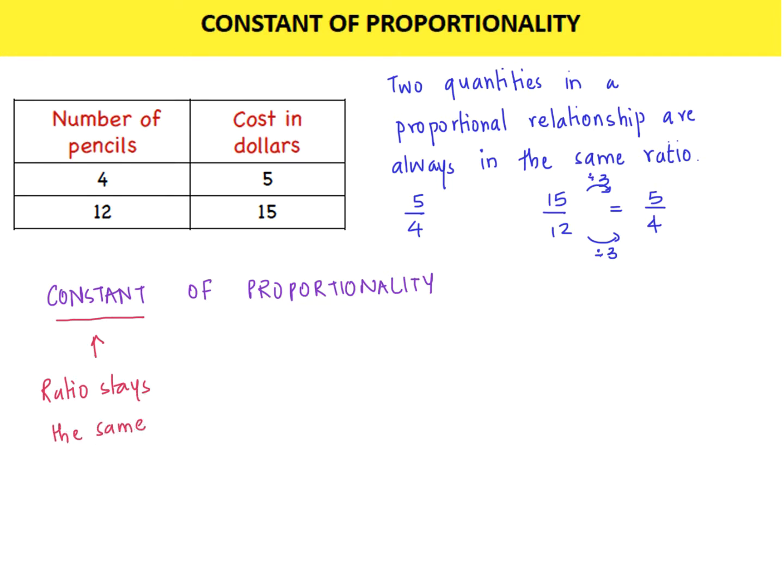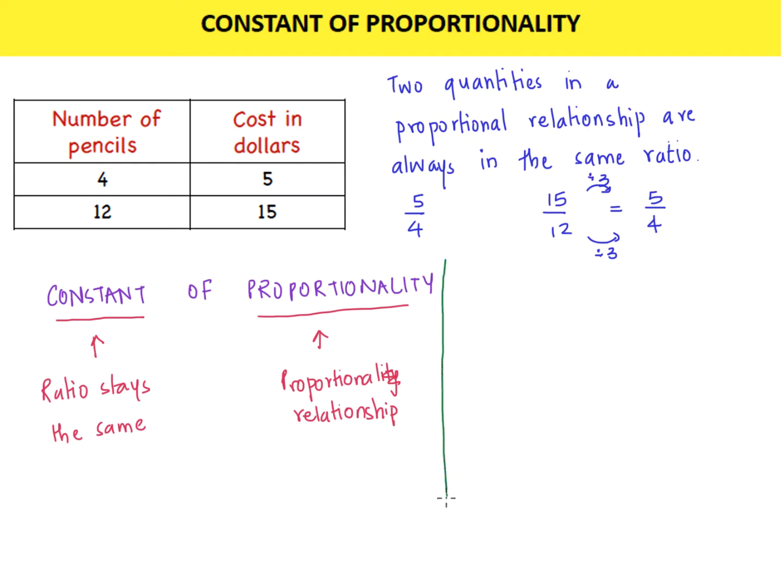And the next word is proportionality. Proportionality because it's related to a proportional relationship. So the constant of proportionality is basically the ratio in a proportional relationship. The other way to think about a constant of proportionality is unit rate.